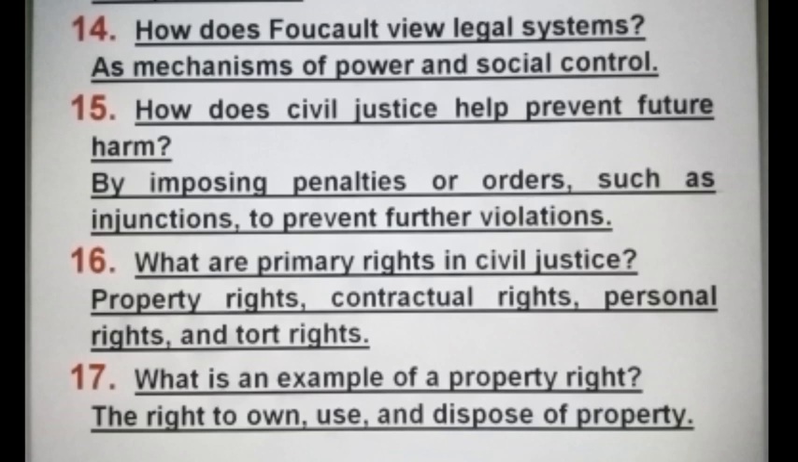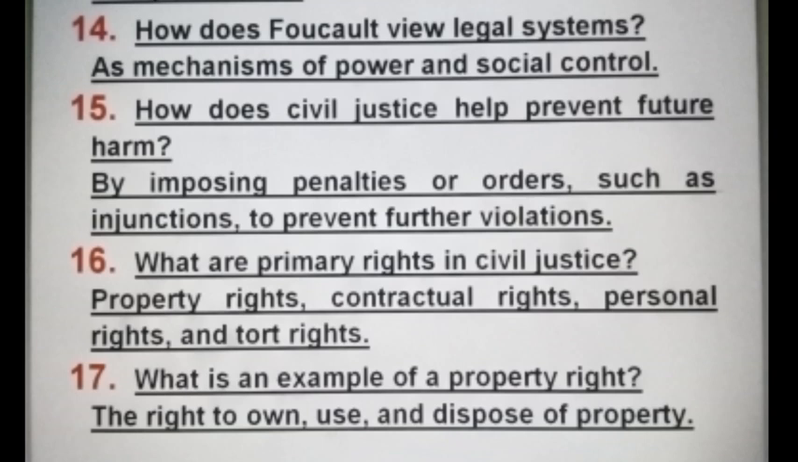How does civil justice help prevent a future harm? By imposing penalties or orders such as injunctions to prevent further violations. What are primary rights in civil justice? Property rights, contractual rights, personal rights, and tort rights.